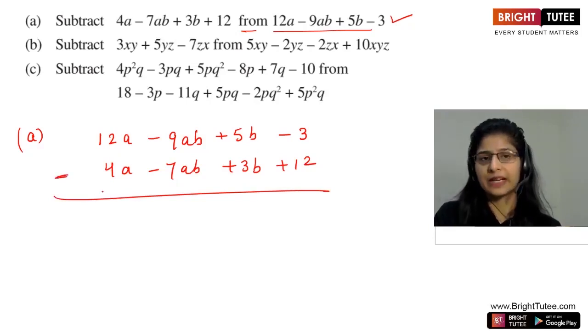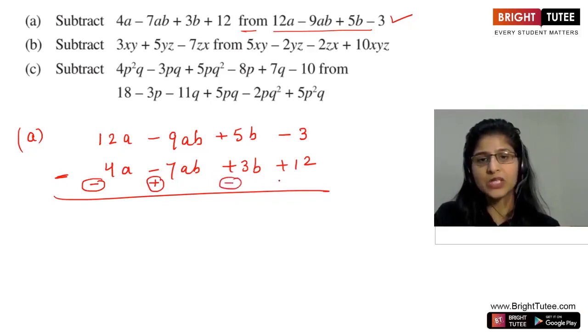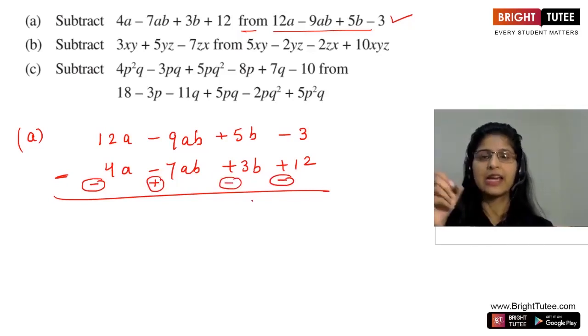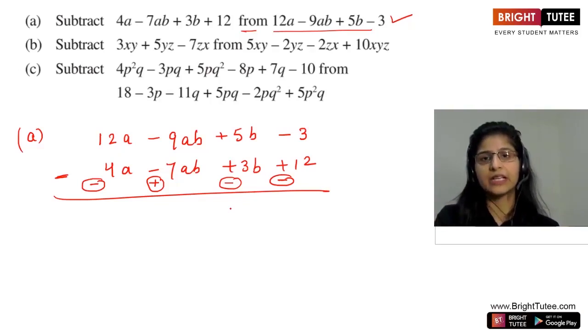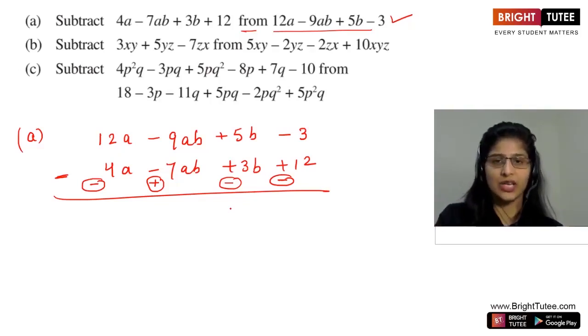So because we are subtracting, the sign of all the terms in the second expression will change. 4 is of plus, it will become of minus. Minus 7 will become plus. Plus 3b will become minus 3b. Plus 12 will become minus 12, right? So you just change the sign and show it in the circle, right? So it is clearly understood which is the sign that you have changed.